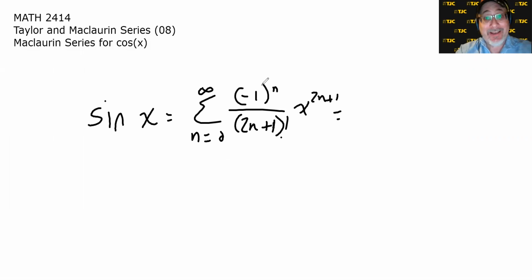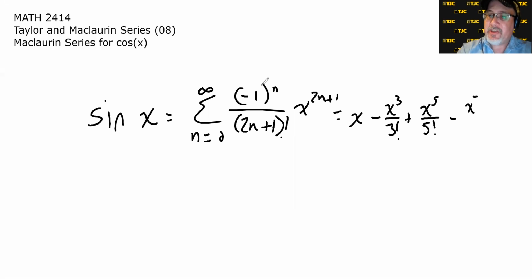And when we expanded it, it was x minus x cubed over 3 factorial plus x to the 5th over 5 factorial. We'll take it out one more term, minus x to the 7th over 7 factorial. Or we could put the powers of x to the right of the fraction and write something like minus 1 over 3 factorial x cubed, if you prefer your coefficients in front of your x's instead of underneath them. And of course, this went on forever.